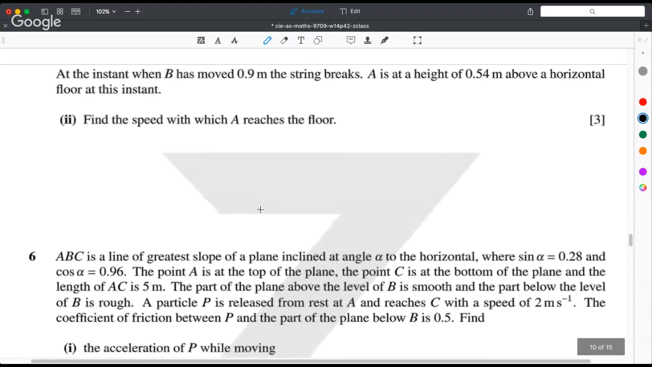Now the string breaks, and at this point A is at a height of 0.4 meters. And now they want us to find the speed at which A reaches the floor. So firstly, let's find the velocity when the string breaks. Well, remember that kinetic energy is 1/2 m v squared, right?